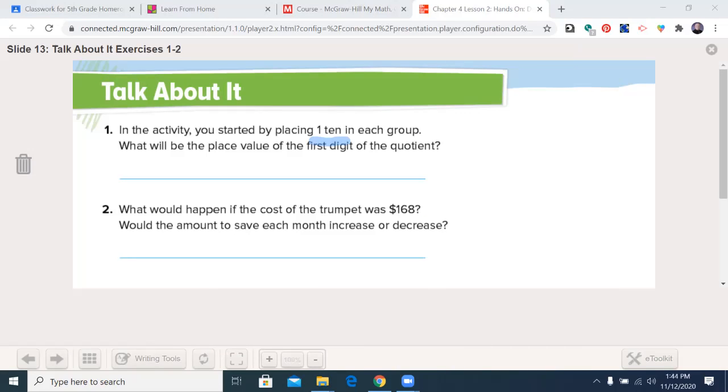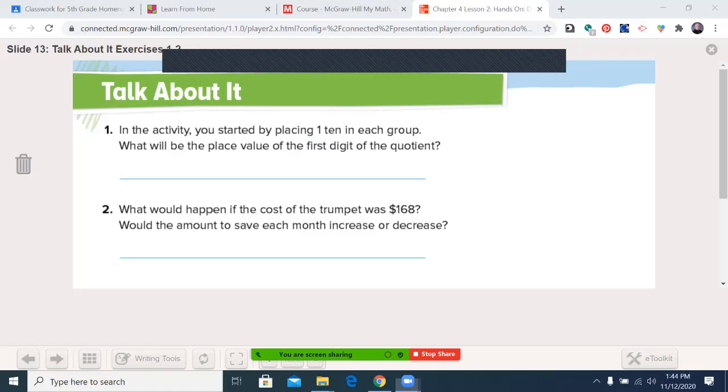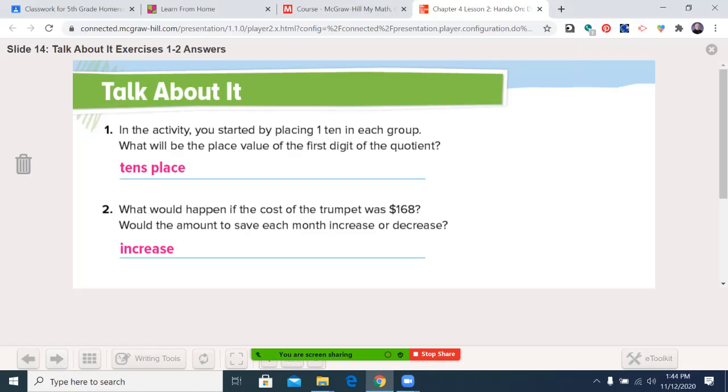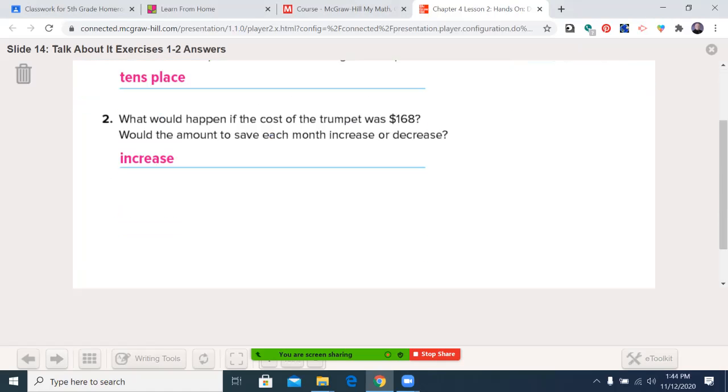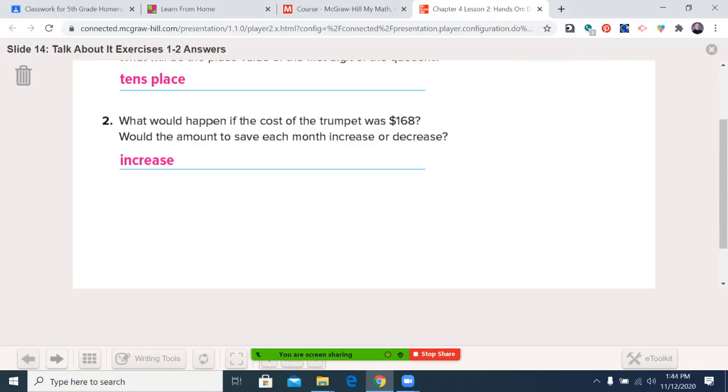What would happen if the cost of the trumpet was $168? Would the amount to save each month increase or decrease? Have you ever owed anybody money? If you owe more, you pay more. So of course it's going to have gone up. And we'll see the answer key. 10's place increases. If you could spend more money and have what you owe decrease, I would like to meet your accountant.